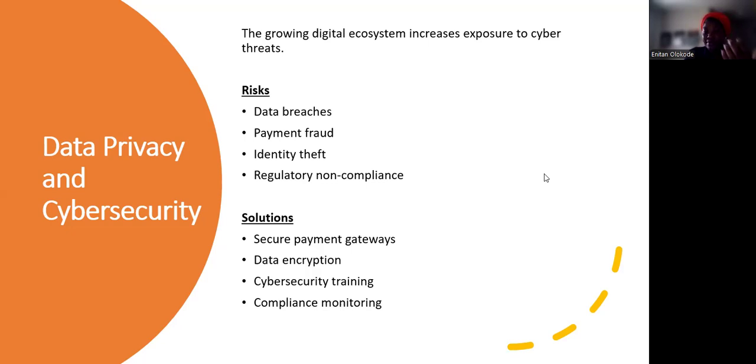Then we need to invest in secure payment gateways, data encryption, cyber security training for our IT staff. And also, we need to monitor our compliance. If we're able to practice these solutions, the organization will benefit from a good reputation or brand reputation online, and also gain customers' trust, which is what we want to achieve.